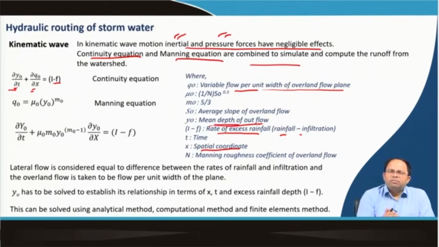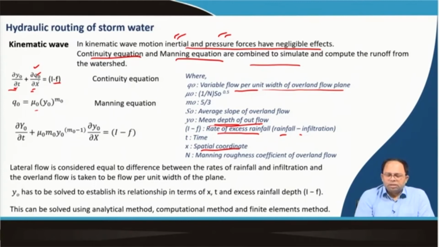So, that means the depth of the outflow. That is why the depth of the channel is required, and the total quantity is required. Then we can solve this by replacing q0 with the Manning's equation. So, q0 becomes mu 0 into y 0 to the power m 0. So, what are these values? y 0 is the mean depth of outflow.